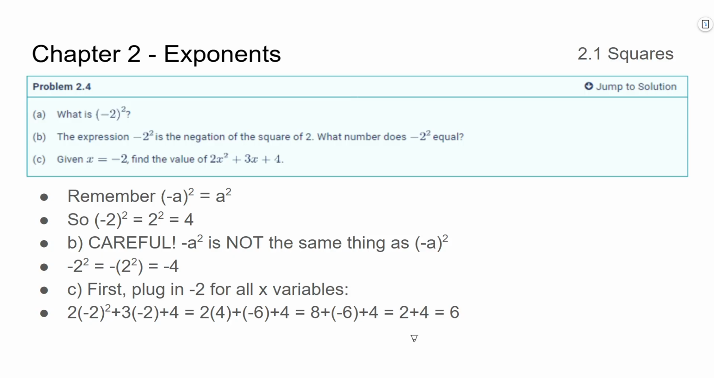All right, I will continue on here. So remember that negative a in parentheses squared is equal to a squared. The negative sign ends up going away.